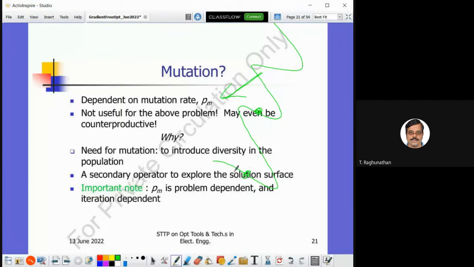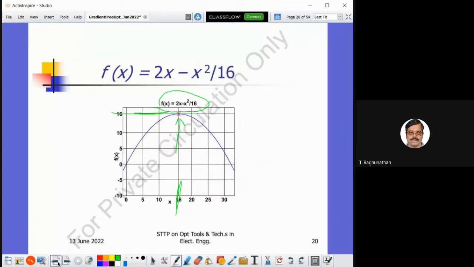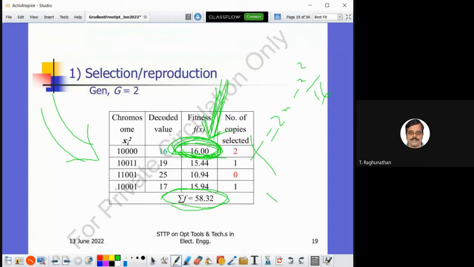And what exactly is mutation? Suppose my rate of mutation is 1 in 20, or 1 by 20, or 0.05. Then there are 20 bits in this population. Okay, 5 bits in each, 4 individuals, that is 20 bits. If my rate of mutation is 1 by 20, I can flip one of these 20 bits in the whole of the population.